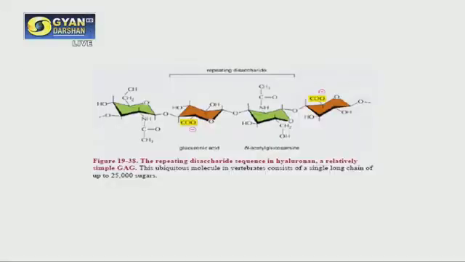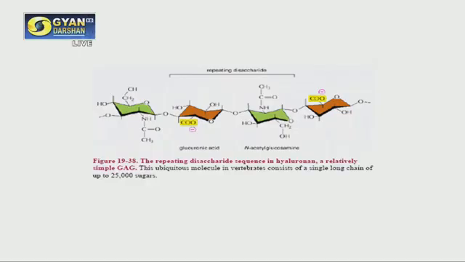Now here again we will next come to another typical, you can say a simple GAG, that is hyaluronan. Now in case of hyaluronan, you can see that the repeating disaccharide is a bit different. Here you see that it is glucuronic acid and N-acetyl glucosamine. But what is the difference? If you just see the structure, you can understand the difference, that in this case the N-acetyl glucosamine is not sulfated. In the earlier case, the amino sugar was sulfated in case of typical GAGs.